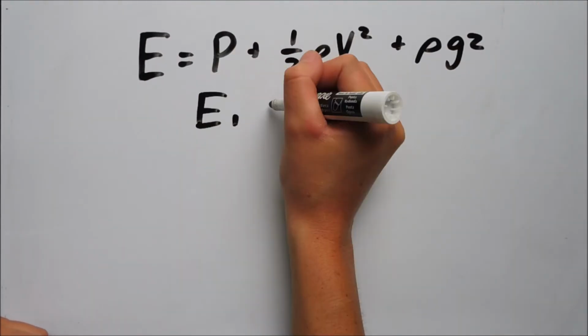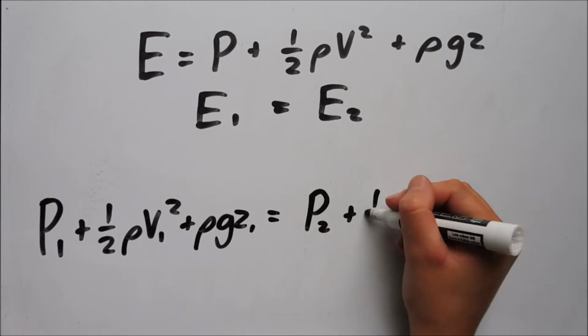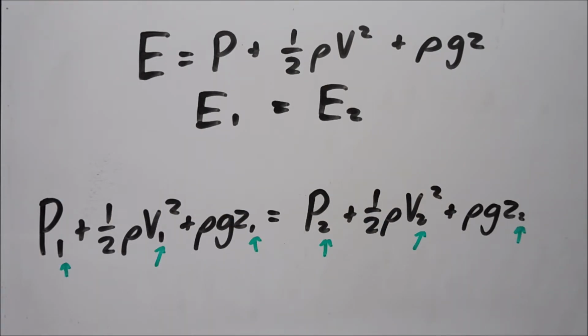Now that's starting to look more like a Bernoulli equation, and combining this with the conservation of energy principle gives the actual thing, with a few subscripts to show one point on the left and another on the right. So now we know what everything in the Bernoulli equation means.